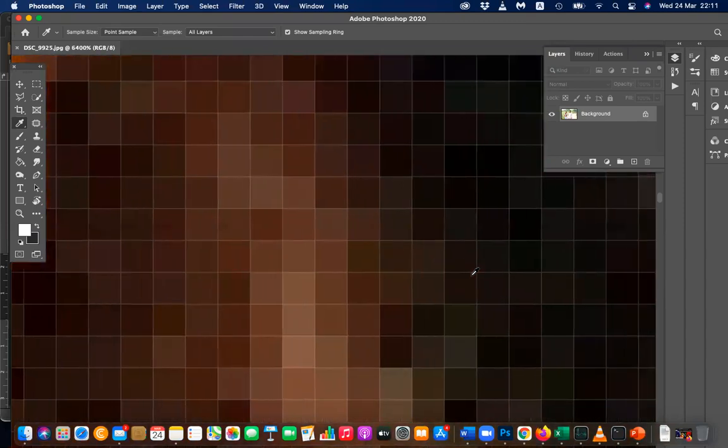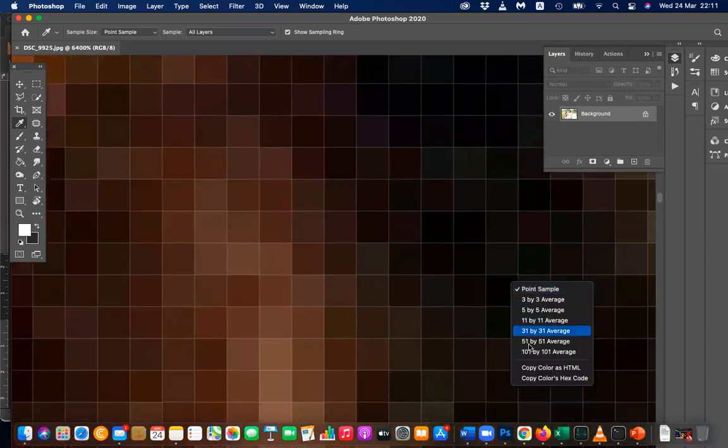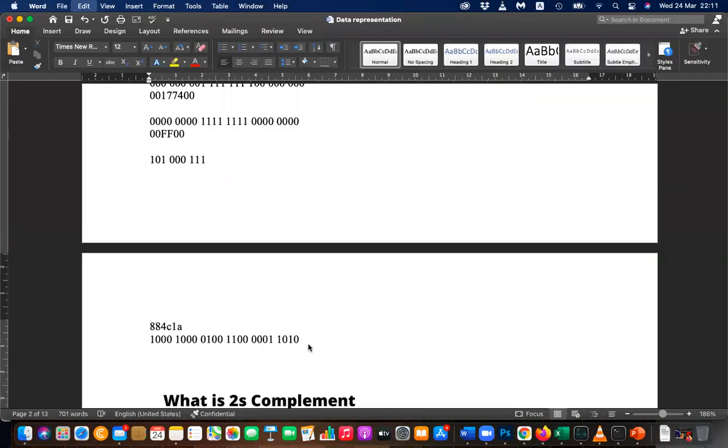Here, let's take a darker one, which is closer to black. Right click, copy the color's hexadecimal code, and you can see it's 0000, 0011, and 0000, and 0011, and 0000, and 0001. So that is the color.